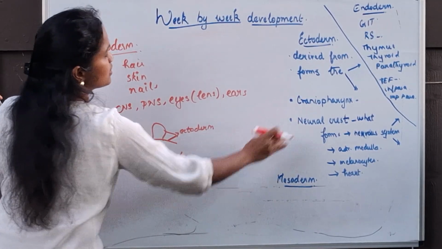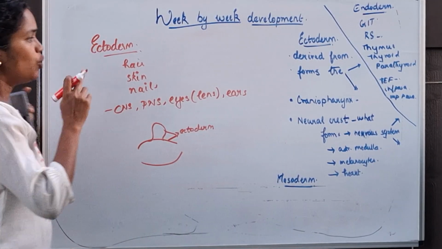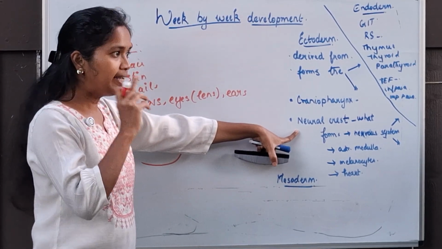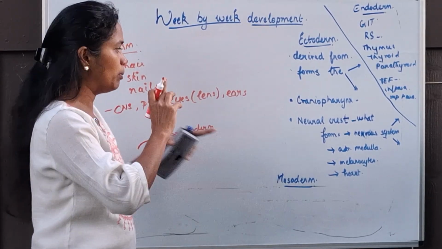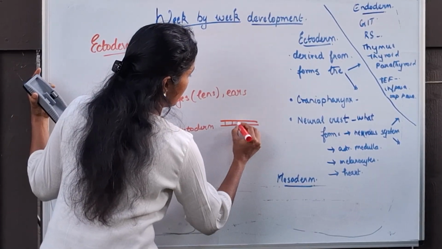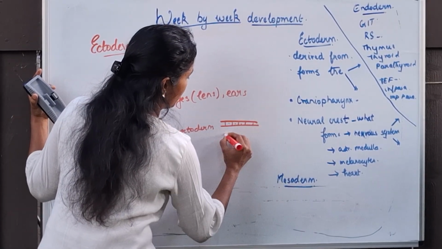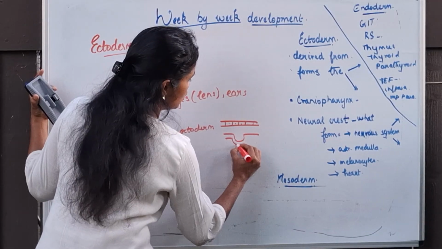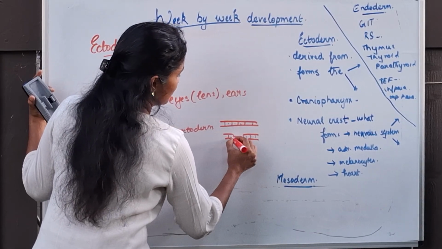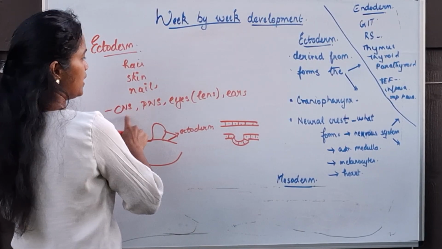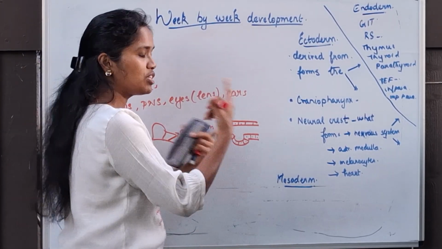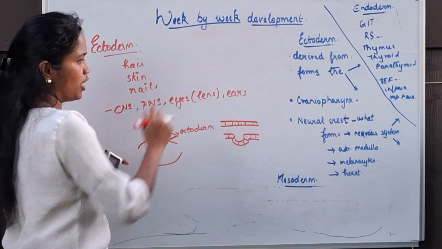The neural crest. What is a neural crest? The neural crest is a specialized form of ectoderm. It is derived from the neural plate. So the neural plate is over here and it is derived from the neural plate. It is also an ectoderm. I have already told you that the CNS, PNS arises from ectoderm, and the neural crest which gives rise to those particularly, that is also from the ectoderm.